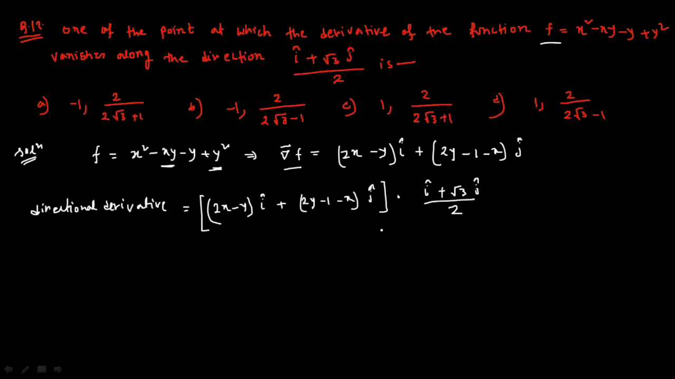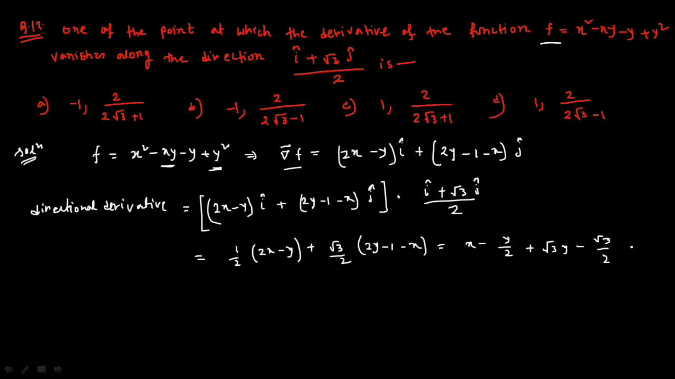So what will it give you? It will give you 2x minus y, and i dot i is 1, so it will be half into 2x minus y, plus root 3 by 2 into 2y minus 1 minus x. Let me write it again. The 2 will cancel out, so it will be x minus y by 2, plus root 3 y minus root 3 by 2, and minus root 3 by 2 x.